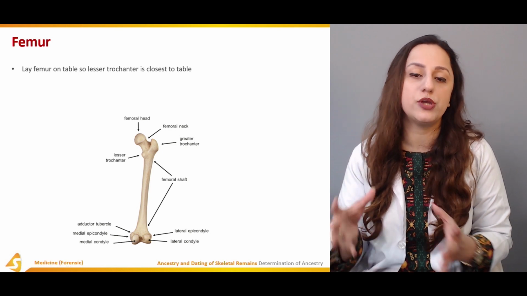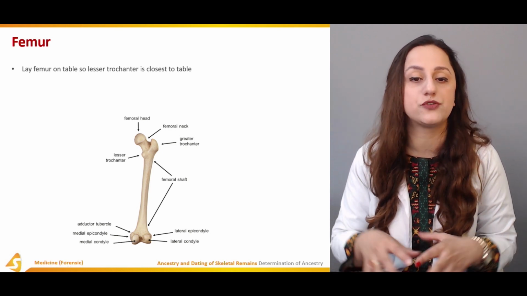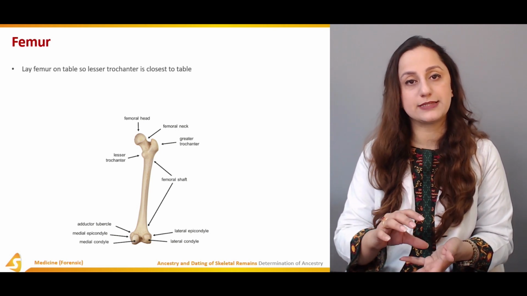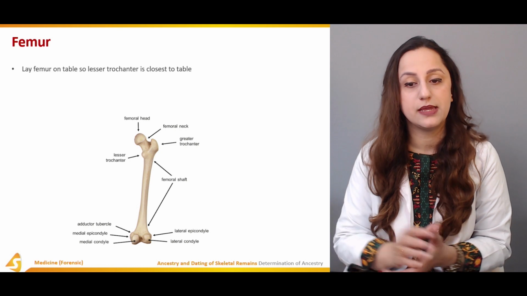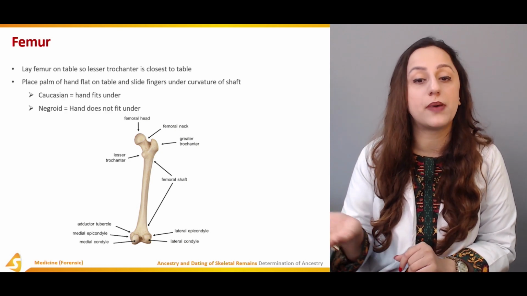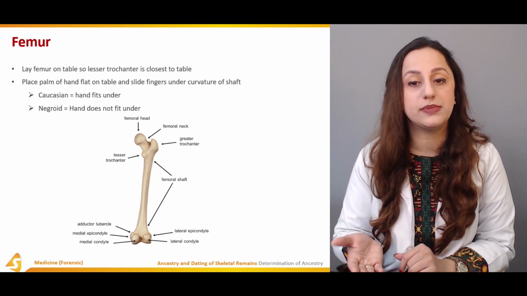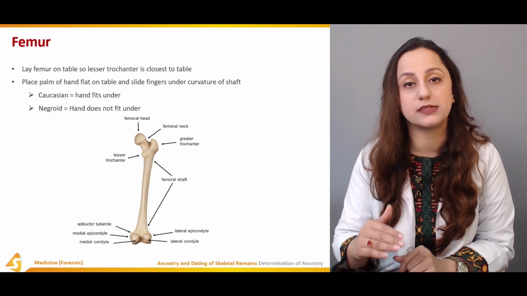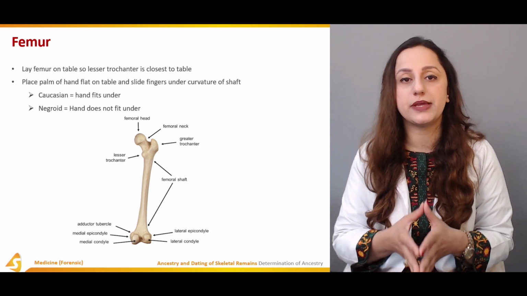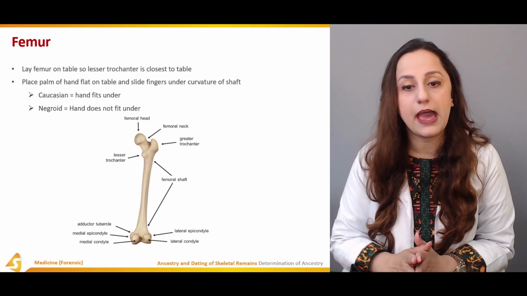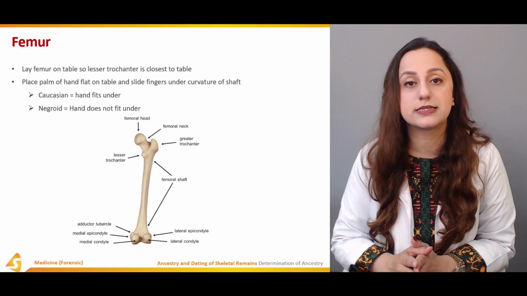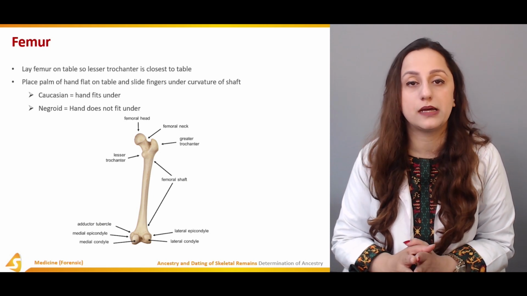Now there is a test. You have to lay the femur on the table, placing it such that the lesser trochanter is closest to the table. Then we place the palm of our hand on the table and try to slide the fingers under the curvature of the shaft. If the hand fits in, the femur is of the Caucasian ancestry, and if the hand doesn't fit in and cannot be passed through, the bone is from the Negroid ancestry.